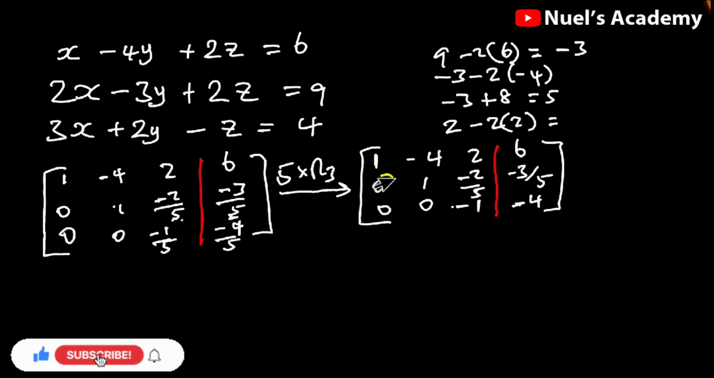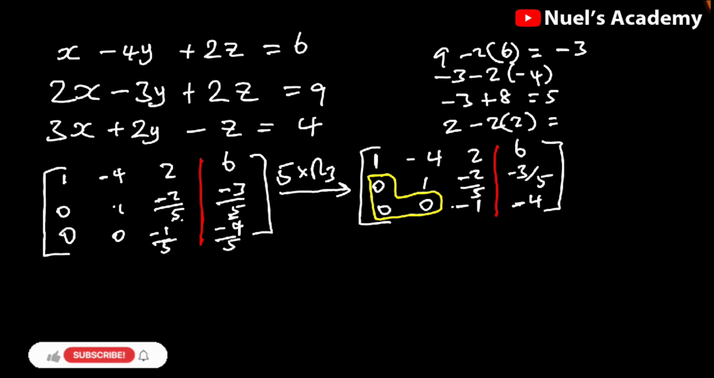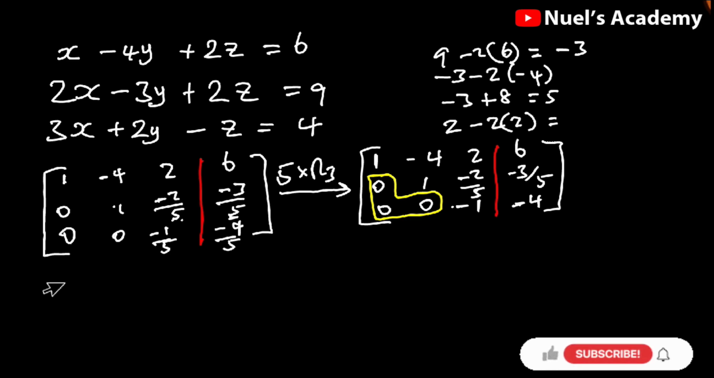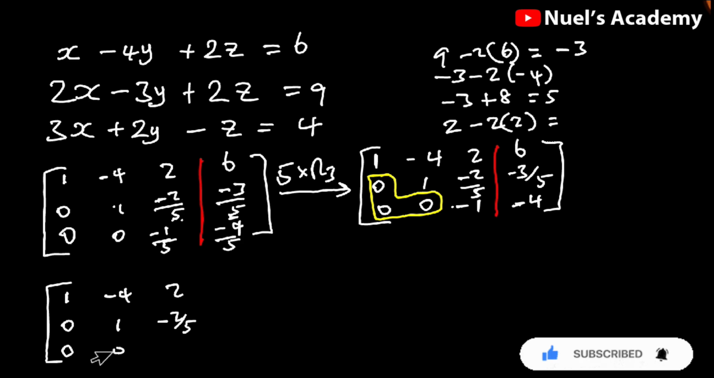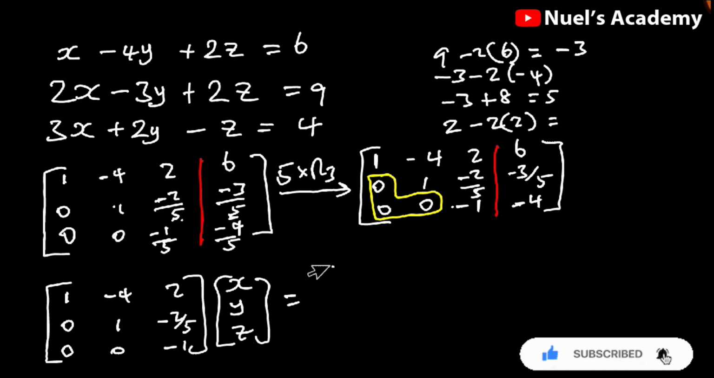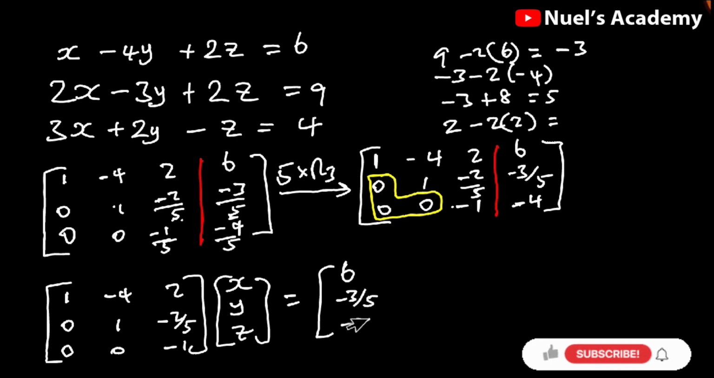Now that we have achieved our aim of making this matrix to be in row echelon form or upper triangular matrix, let's return these constants to the right hand side just the way they were before. So we're going to have 1, minus 4 and 2. Then we have 0, 1 and negative 2 over 5. And we have 0, 0 and negative 1. So we now write our variables, which is x, y and z, then equal to this constant now to the right hand side, which is 6, negative 3 over 5 and negative 4.